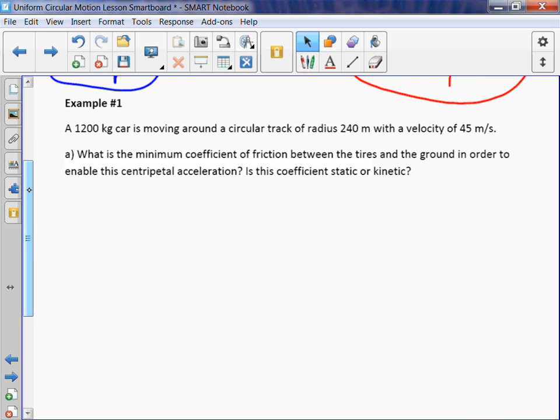A 1,200 kilogram car is moving around a circular track of radius 240 meters with velocity 45 meters per second. What's the minimum coefficient of friction between the tires and the ground in order to enable the centripetal acceleration? Is this coefficient static or kinetic? Ooh, we're going back to friction. So guys, what's 45 squared? It's a large number. 8,000 plus 5.